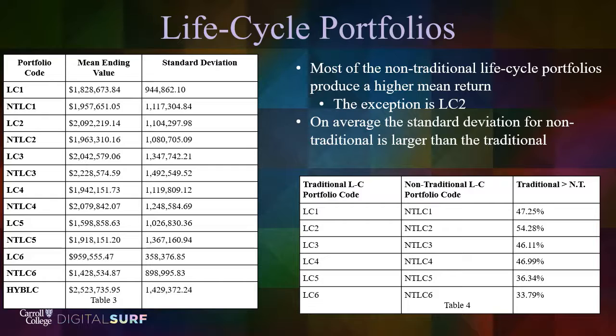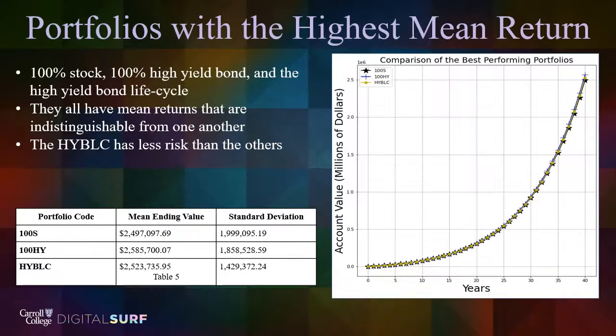Table 4 shows us what percentage of the time the traditional life cycle portfolios will have a higher mean return than the non-traditional life cycle portfolios. This table shows us that the non-traditional life cycles that are greater are only by a little bit. And the portfolios that had the highest mean return in this study were the 100% stock portfolio, 100% high-yield bond portfolio, and the high-yield bond life cycle portfolio. Table 5 shows us that all of these portfolios have a mean ending value that is indistinguishable from one another.